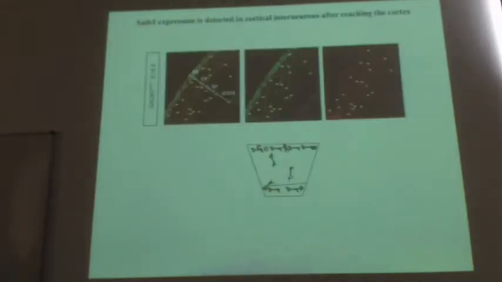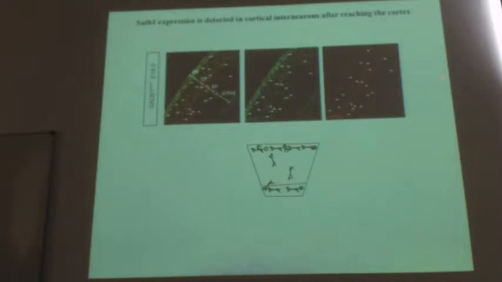So first of all, we wanted to figure out, obviously, whether it is expressed in GABAergic interneurons, and we used a mouse line where all the neurons are labeled with the GFP protein. And what we have seen is that SATB1 is expressed in cortical interneurons only when they are already in the cortex and they have stopped their tangential migration. And this expression has a very specific temporal sequence.